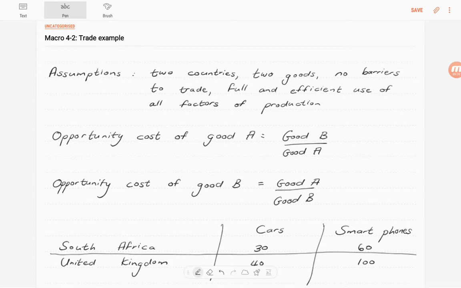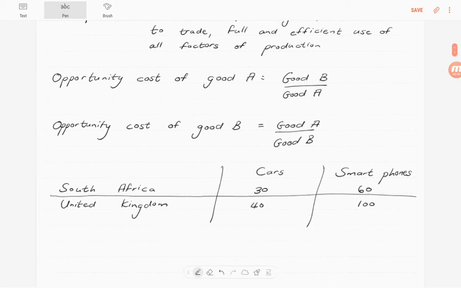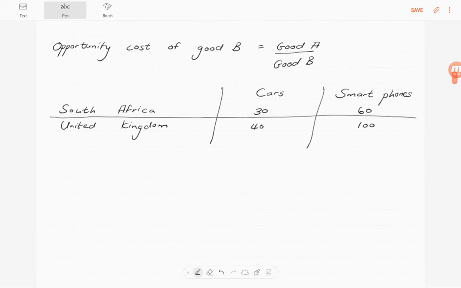To calculate the opportunity cost of good A for a country, you take the amount of good B that it produces divided by the amount of good A that it produces. Similarly for good B, the opportunity cost of good B is the amount the country produces of good A divided by the amount of good B.